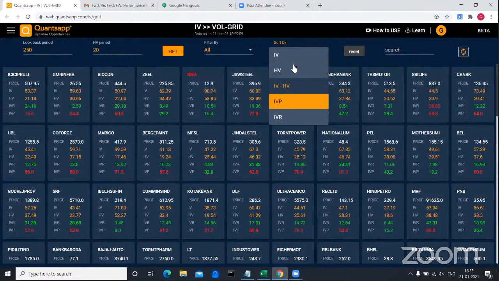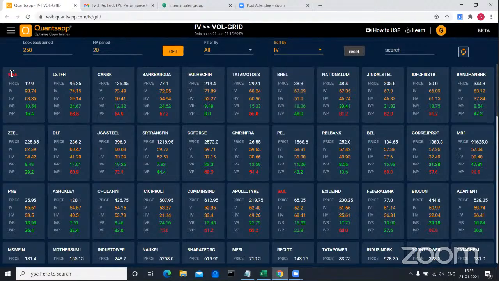So now here you can sort by different things. Suppose you want to see the stock which has the highest IV. So now you can do so. So the idea with the IV of 90, LNT, Housing Finance 74, Canbike 73.